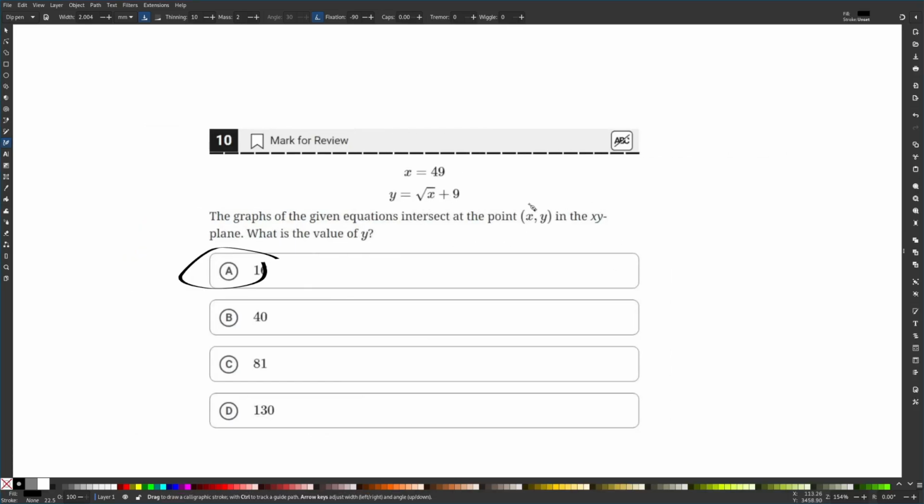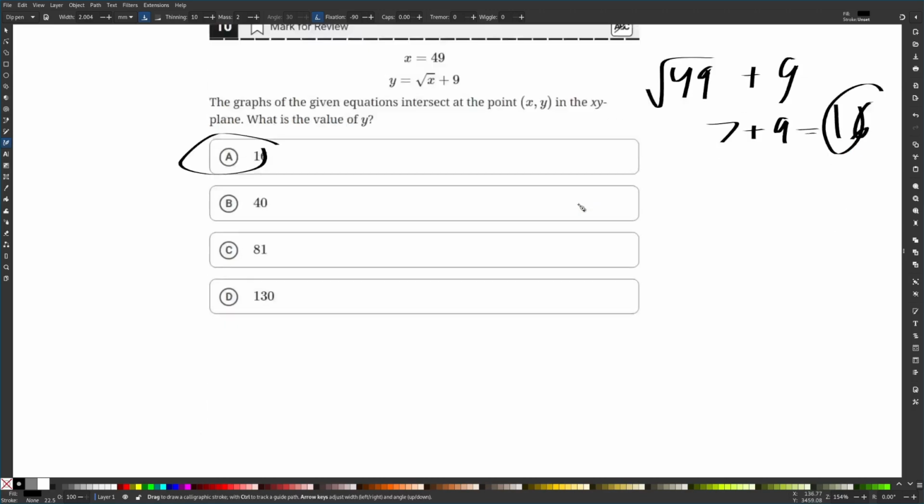Alternatively, you could just plug it into here. x is equal to 49, plug it in. Square root of 49 plus 9. 7 plus 9 is equal to 16. Same answer.